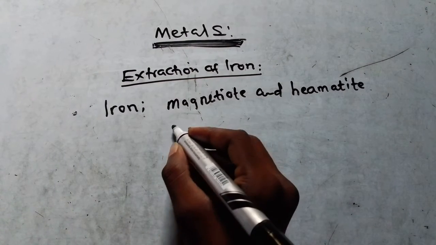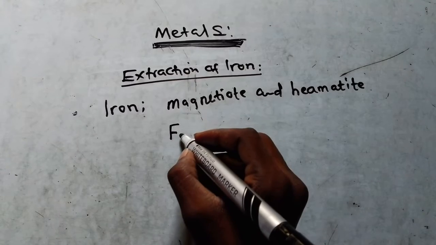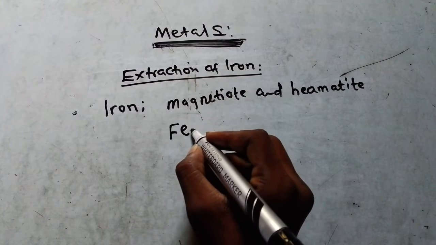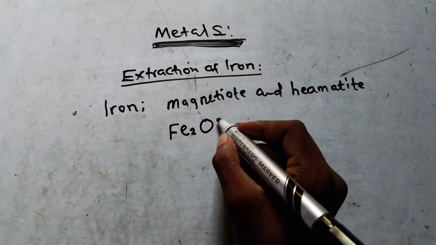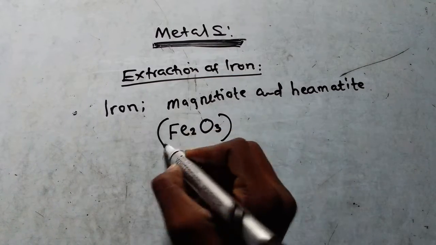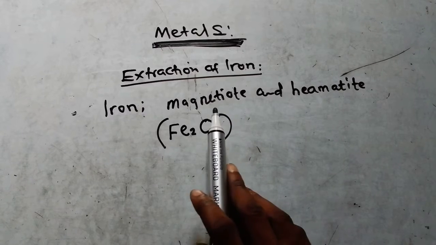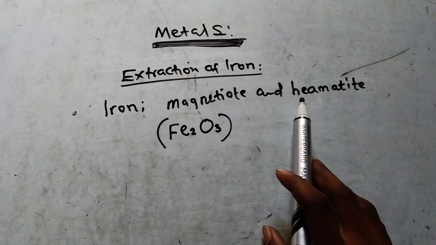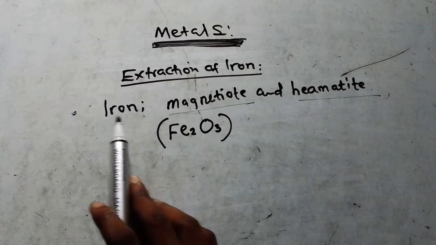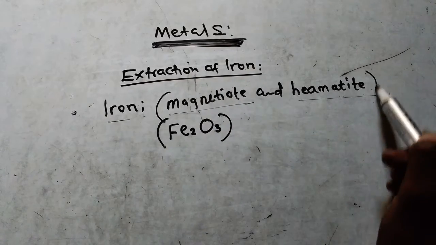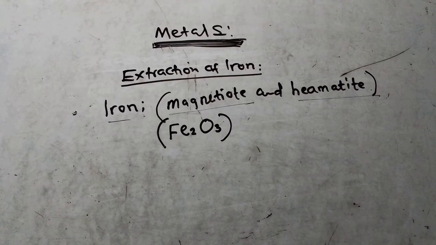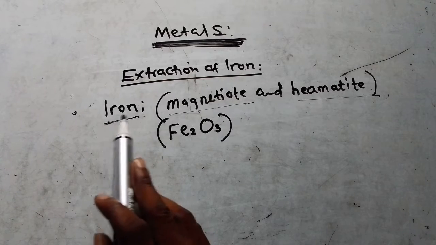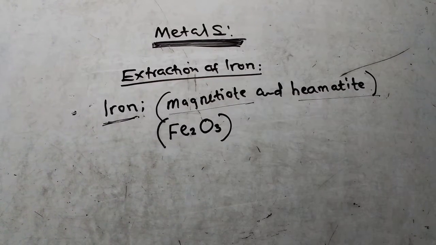We can write this as Fe2O3. So this is magnetite and hematite. So we extract iron from these two. Iron is extracted by reduction using carbon monoxide as in a blast furnace. So this iron is being extracted using the reduction method.